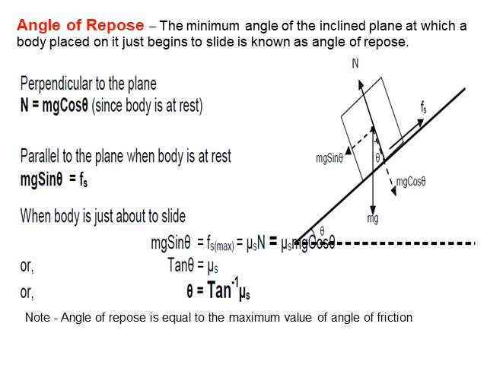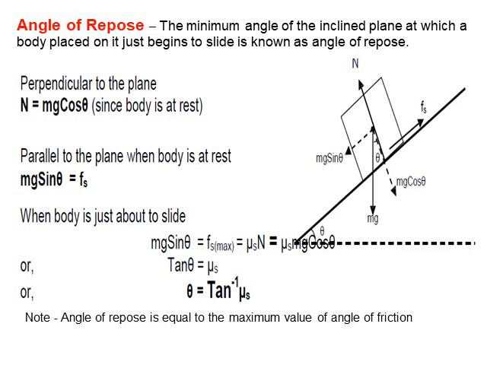It balances the component mg sin theta of the weight mg along the inclined plane. Thus, you can say that Fs maximum is equal to mg sin theta. The normal reaction N perpendicular to the inclined plane balances the component mg cos theta of the weight mg perpendicular to the inclined plane. Thus, N will be equal to mg cos theta.